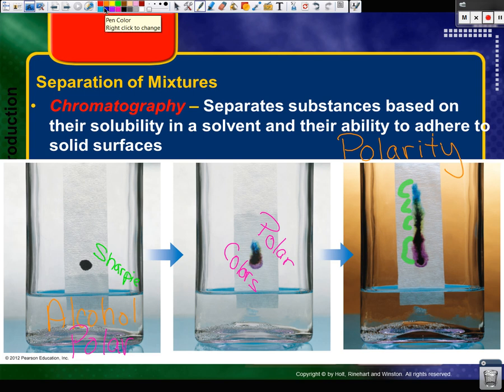So here's what I want you to write beside blue. How do I want to write this? Let me say it out loud, and you guys help me with the best way to say this. The farther it goes, the more polar the molecule. Is that about the best way to say it? All right, let's go with that.